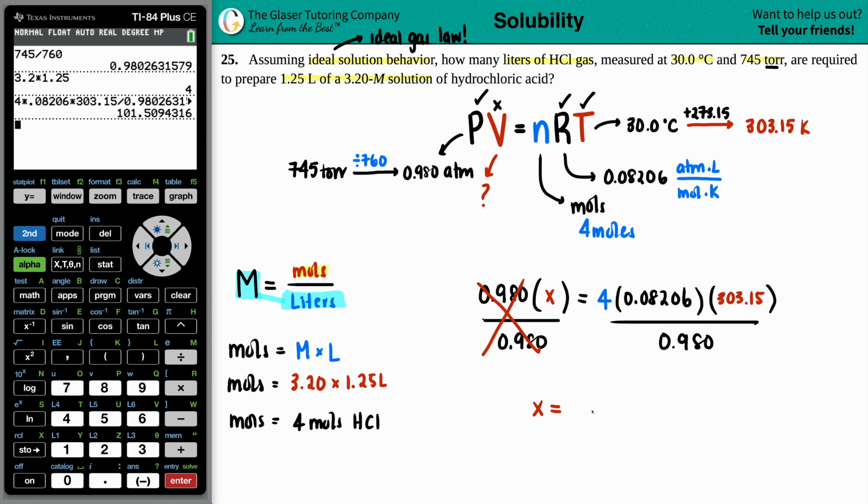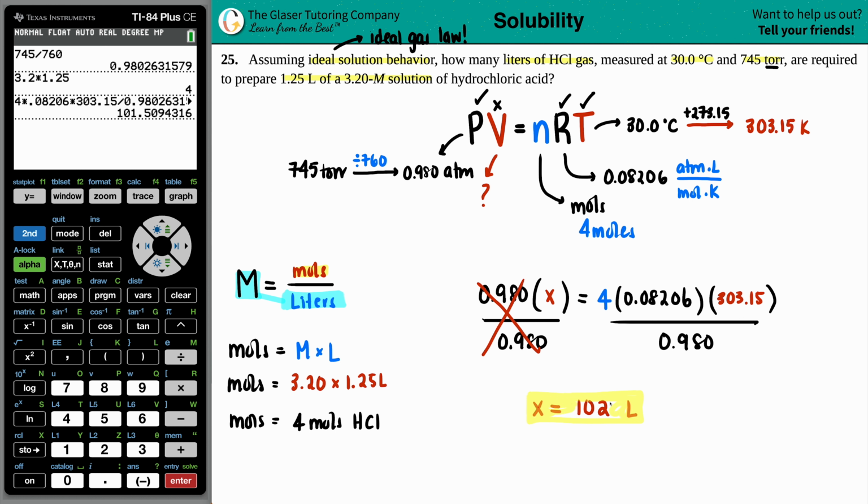And there you go. Seems like I got 3 sig figs, so maybe I'll say 102. And the unit would be liters. And that's what they asked for. How many liters of the gas? 102 liters would you need? And that's the answer.